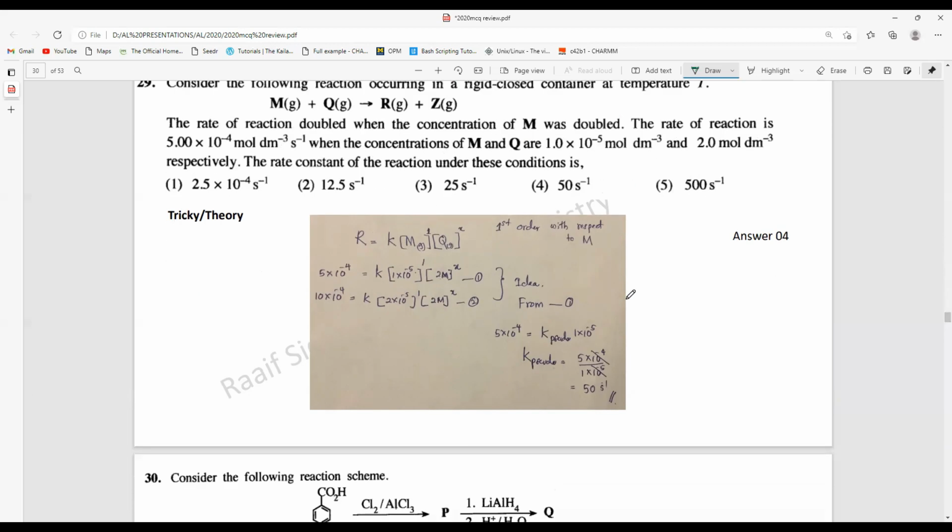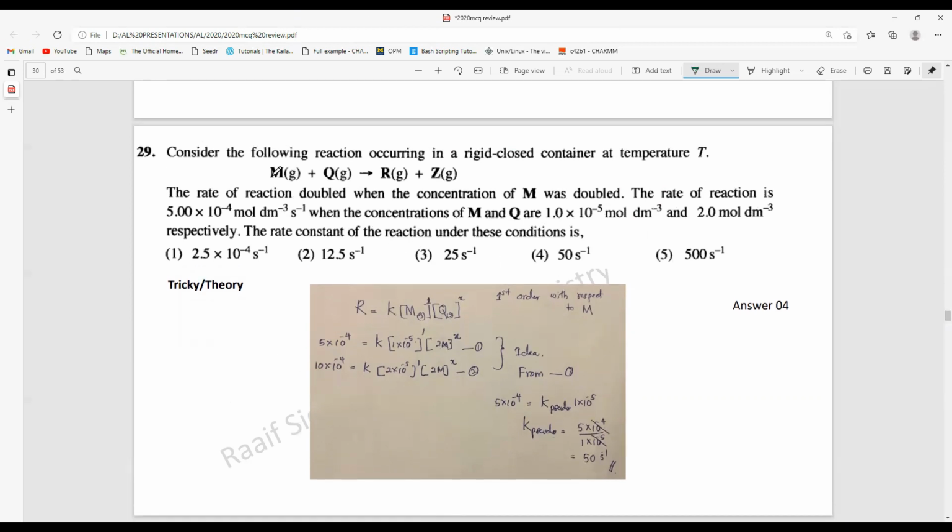So the first thing I can do is write down a rate expression. I write R is equal to K times the concentration of M to the power 1. Why have I put power 1? Because I know the order with respect to M is now 1. And the concentration of Q, the gas, to the power X, because I do not know the order with respect to Q. Not the stoichiometry, the order of X, I do not know.